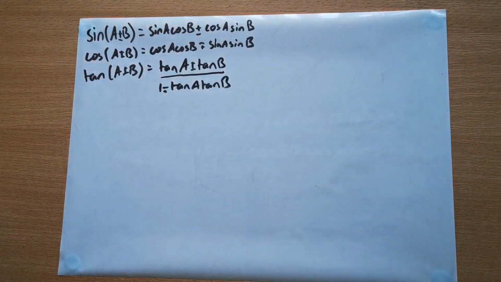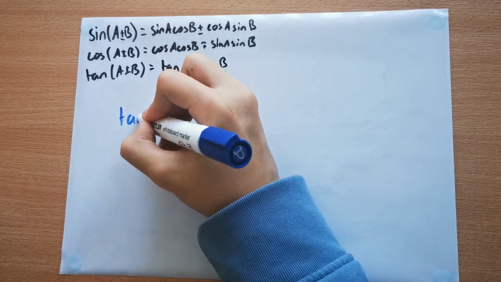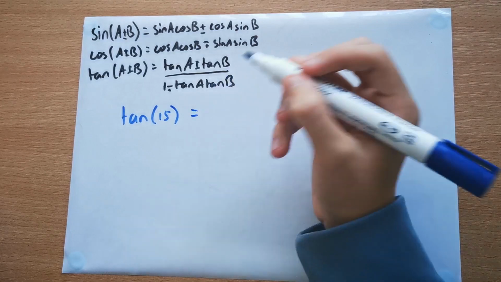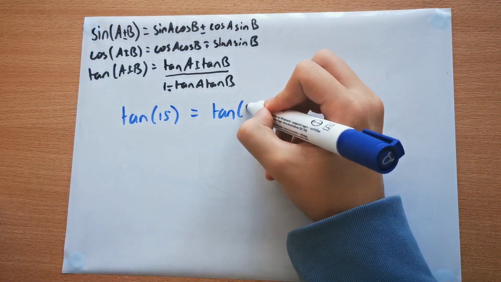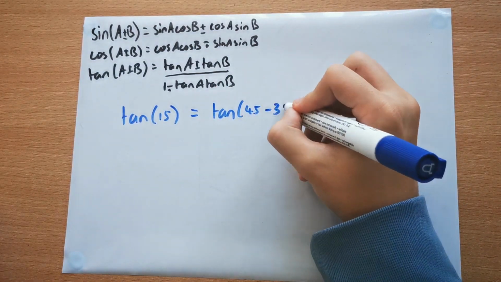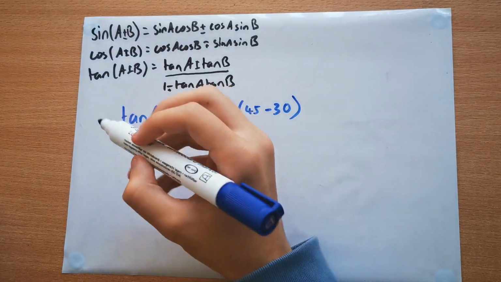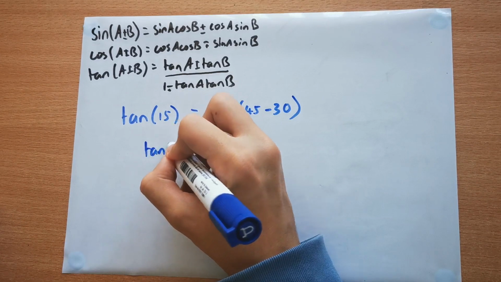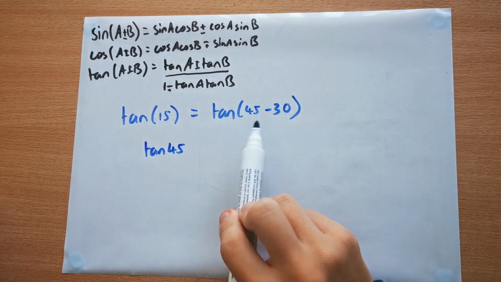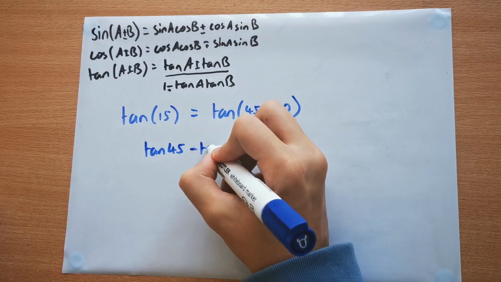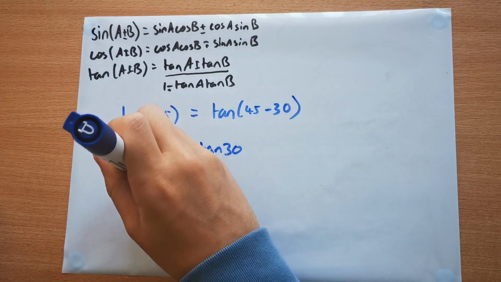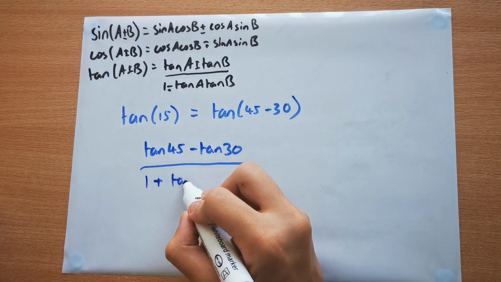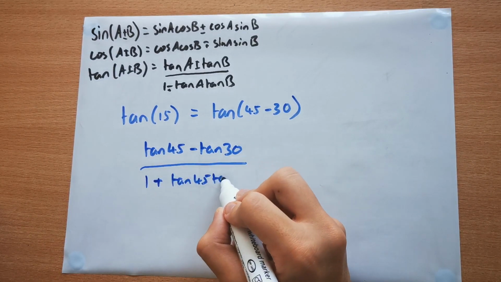Okay, so the next question with this would be something along the lines of, what is tan 15 without using your calculator? It can be written as tan(45 − 30), because that is equal to 15. So that can be written as tan 45 minus tan 30, divided by 1 plus, it's a plus this time, tan 45 tan 30.